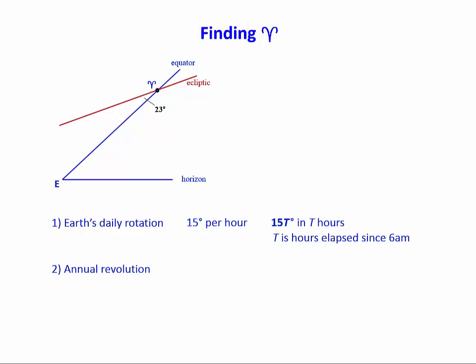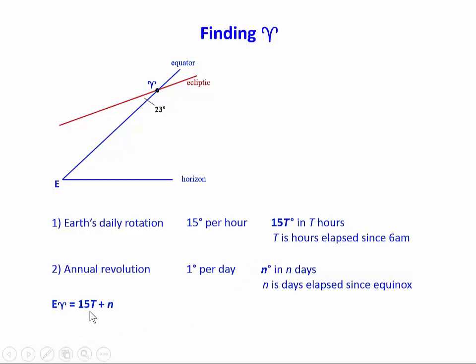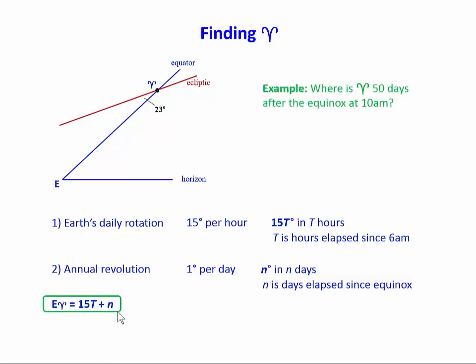For the annual revolution, it moves 1 degree per day because the Earth takes about 360 days to go around the Sun, and so that's 1 degree per day. So in n days it will travel n degrees, where n is the number of days elapsed since the equinox. So these 2 motions can be added because they are actually in opposite directions, and therefore Aries and the Sun will be getting further apart by the sum of those 2. So this is our formula: E Aries is 15t plus n. And to illustrate it, we can take an example. Where is Aries 50 days after the equinox at 10 a.m.?